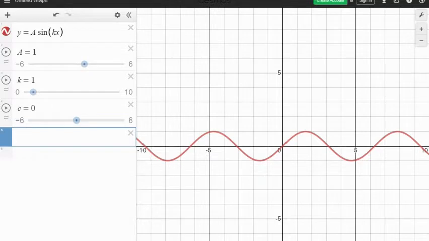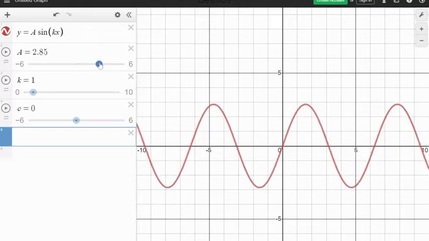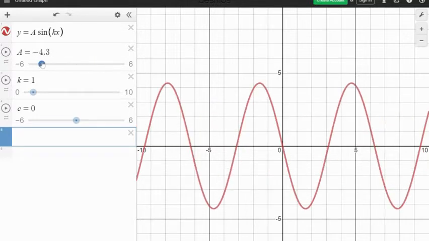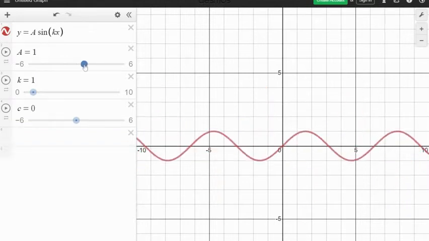And so we saw that a, the coefficient in the front, changes the amplitude. Right now the amplitude is 1 because the coefficient in front is 1. But if I make the coefficient 2.85, now the amplitude is 2.85. If I make that number negative 4.3, the amplitude is 4.3, always a positive value for the amplitude.